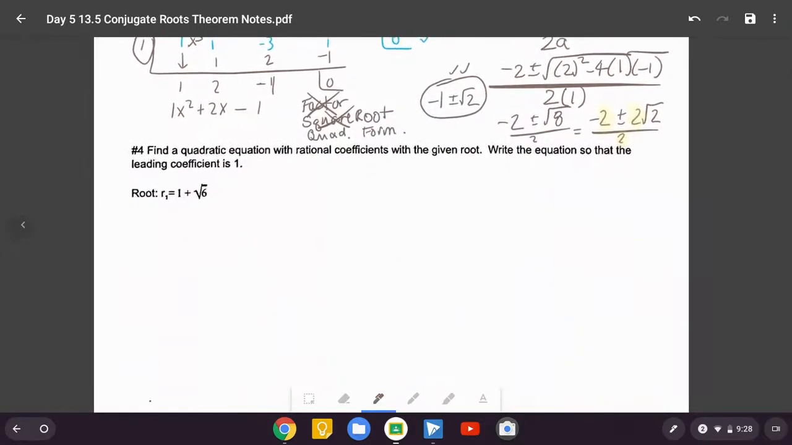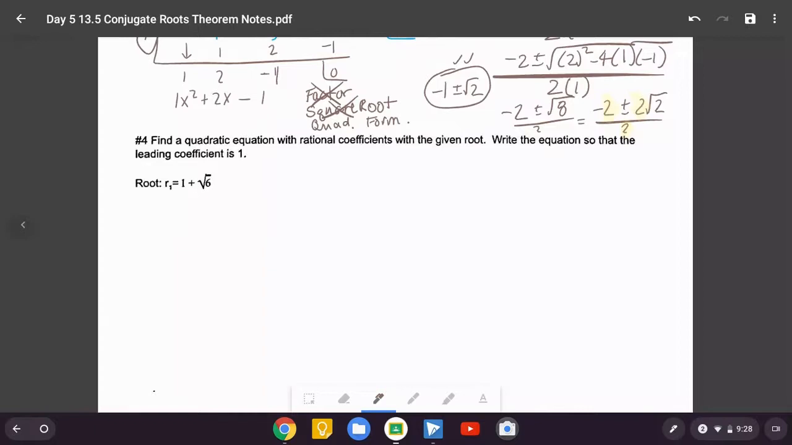All right, last problem, number 4. Find a quadratic equation with rational coefficients with the given root. Write the equation so that the leading coefficient is 1. All right, they give us a root. So we know that the second root is going to be 1 minus root 6.